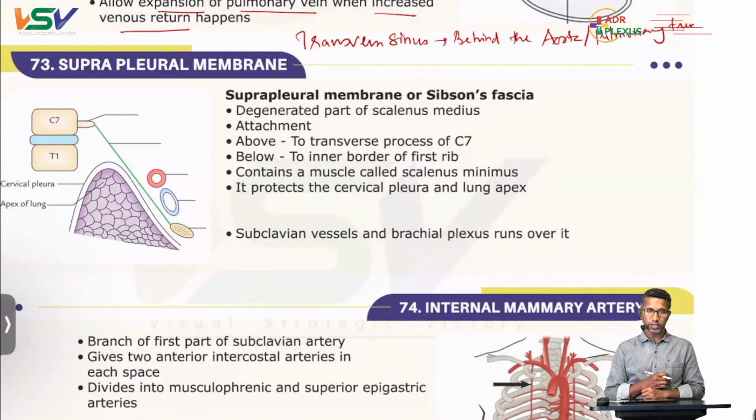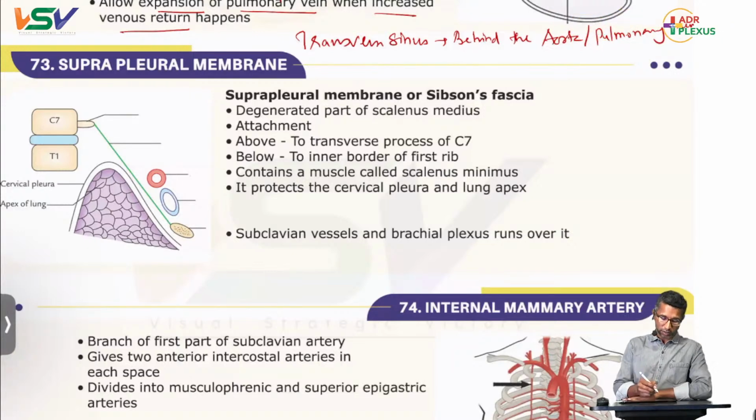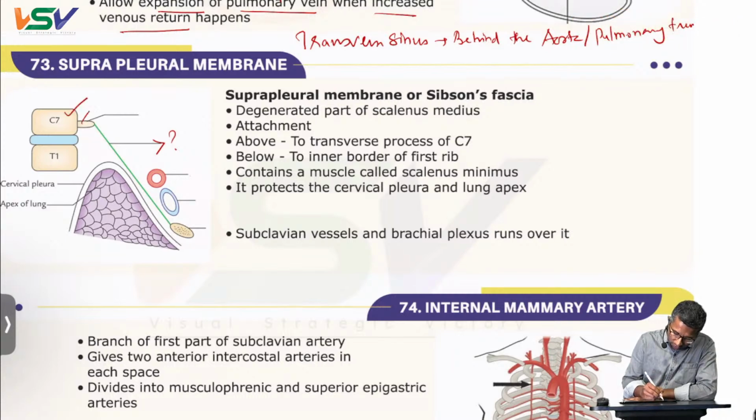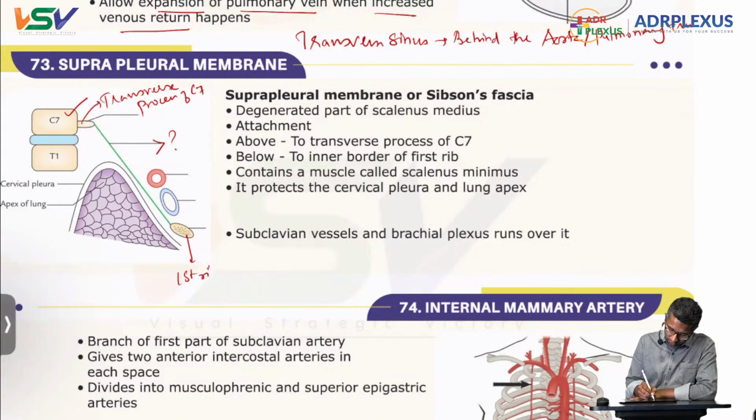This is again a simple question which was asked in previous NEET exams. They would have given a picture like this, and they'll ask you what the marked structure represents. Okay, this is a structure which extends from the transverse process of C7, which is nothing but the transverse process of C7, to the first rib.